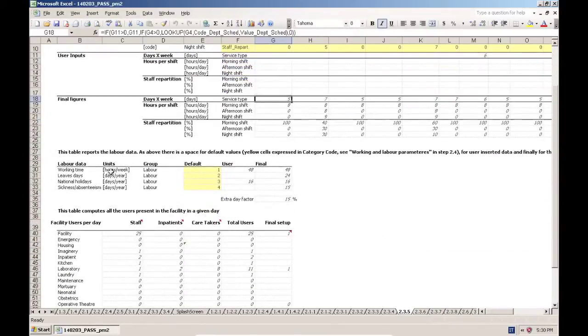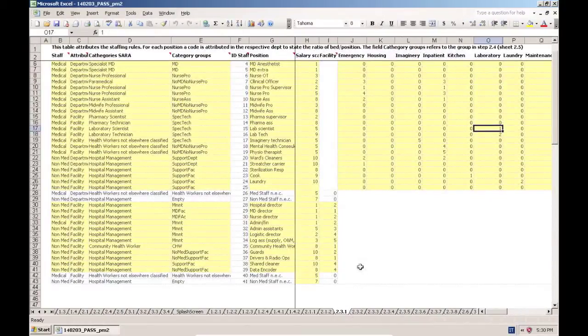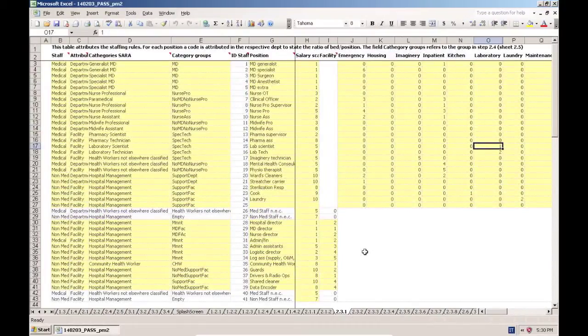Here you have, with the same principle, but in column instead of in row, the labor data for leaves, national holidays, and sickness. Here the default, here the user choices, and finally the real data.